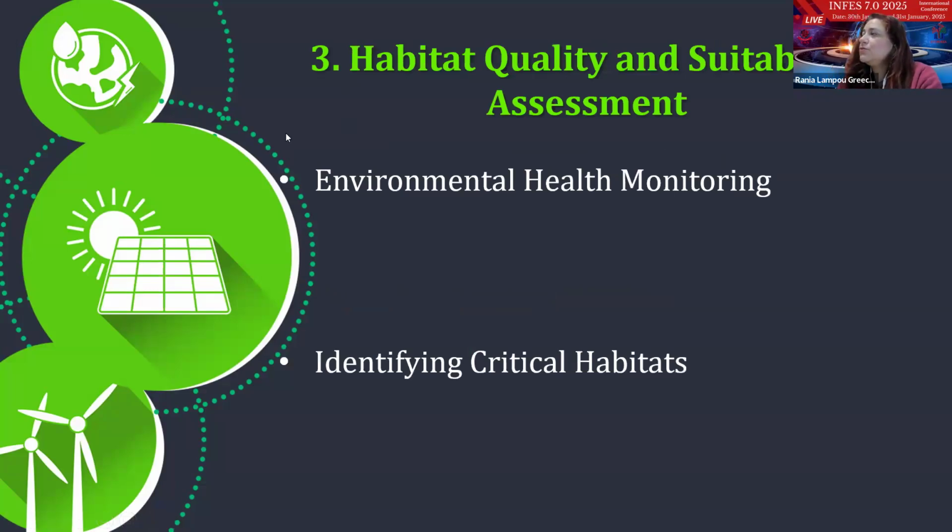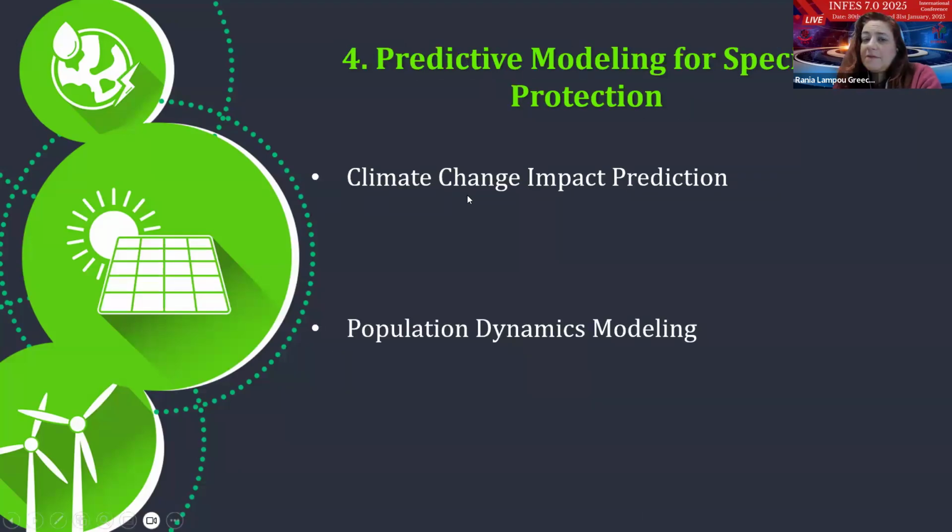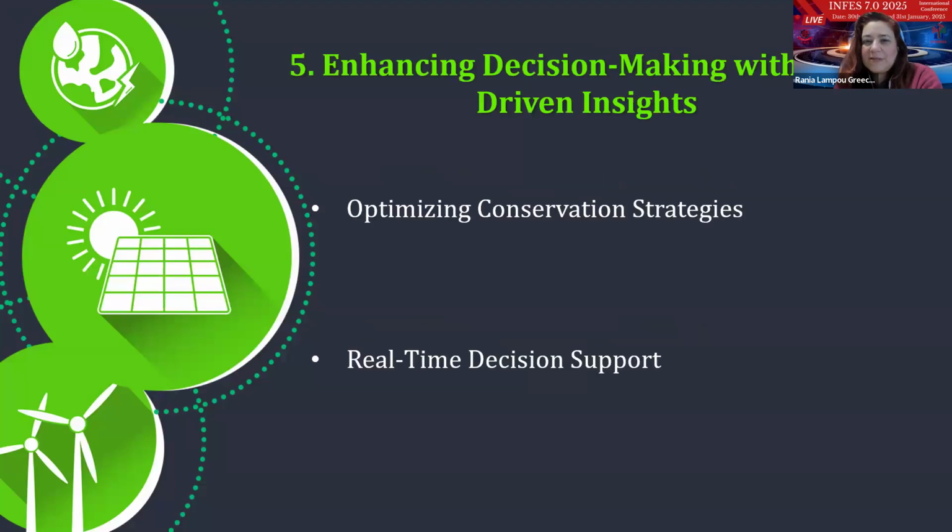suitability assessment. This has to do with environmental health monitoring, because real-time analytics can assess the health of ecosystems and their ability to support species by analyzing environmental factors such as vegetation cover, water quality, and soil conditions. We can identify critical habitats and predictive modeling for species, especially when we talk about climate change impact prediction and population dynamics modeling, by analyzing data on species populations, breeding rates and mortality rates. Conservationists can create predictive models to understand how species populations will evolve over time.